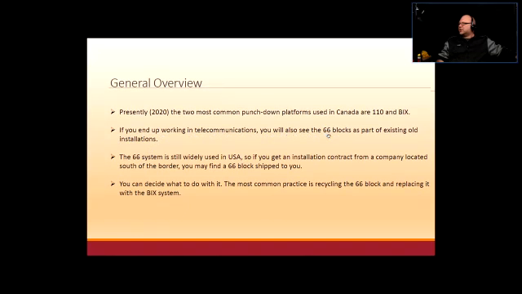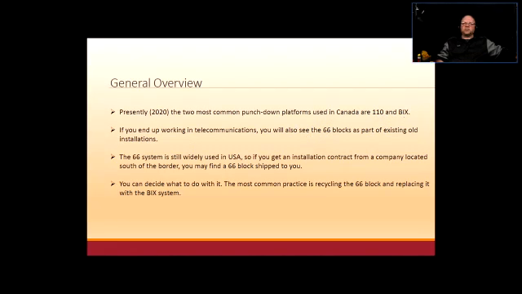And again, 66 is the name of a punch-down platform as part of the existing or old installations in Canada. In the States, if you end up working there, you're going to see some of the new installations also using 66 blocks. In Canada, for the most part, you're going to see 110 and BICs. In the States, you would see something like 110 and 66 blocks, although BICs is becoming more and more popular there when it comes to POTS terminations.